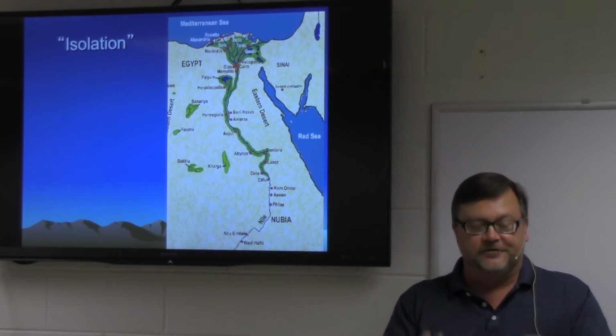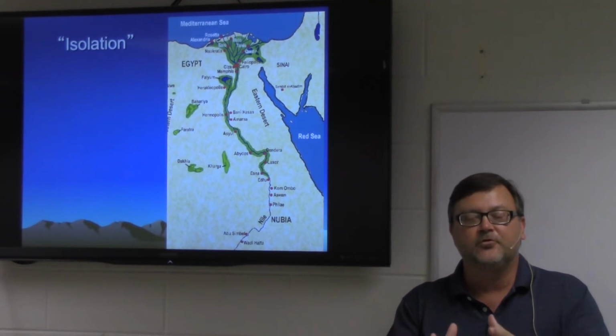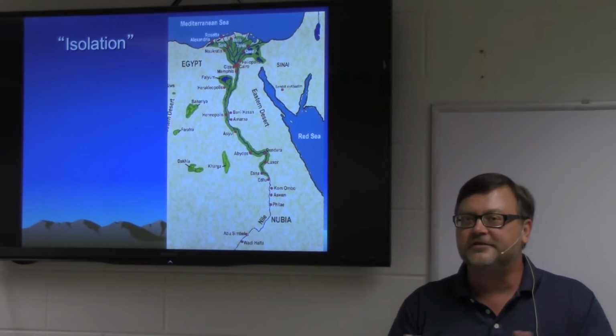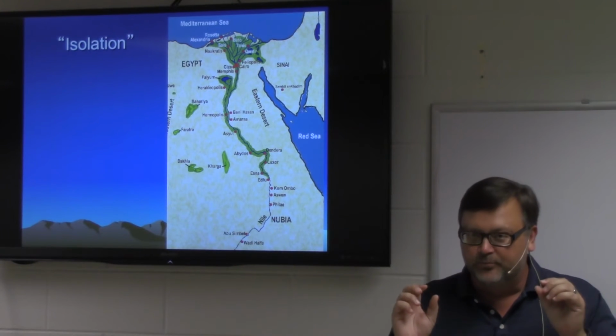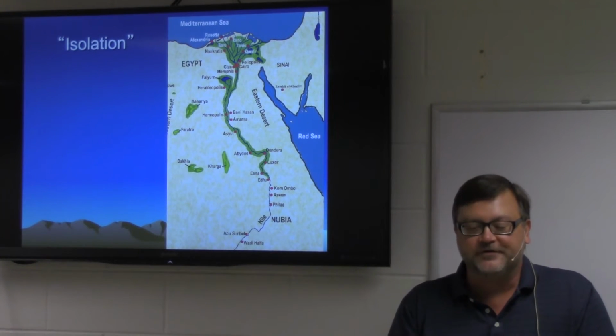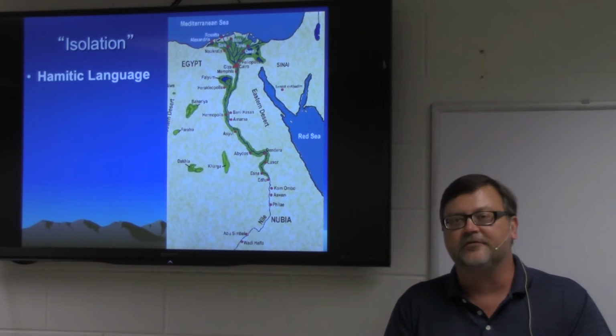Another key word here besides Nile River is isolation. These people, when they moved there in the ancient times, are relatively isolated. Not completely isolated, 100%, but pretty much 99.9% isolated from the outside world. And here's the reason why. Well, here's an example of this.